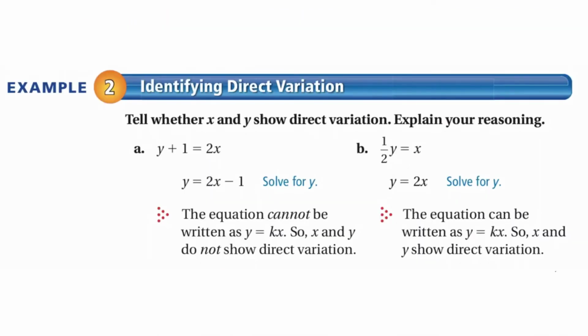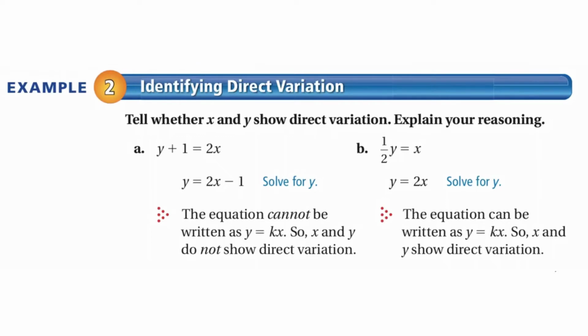In example 2 here, identifying direct variation, it says tell whether x and y show direct variation. Explain your reasoning. They don't want us to graph these. They didn't give us a table. They want us to take those equations and try to put them in the form y equals kx.